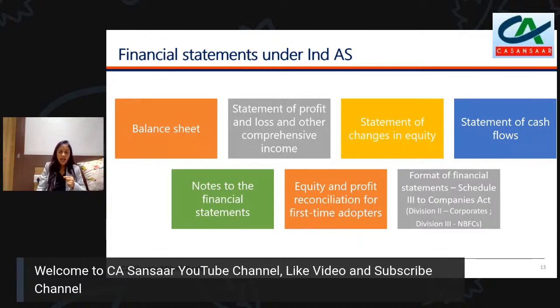Second example, actuarial gains and losses, which is the most peculiar thing in any kind of company, as I've discussed before. Actuarial gains or losses are to be routed through other comprehensive income and are not to be transferred to the statement of profit and loss.